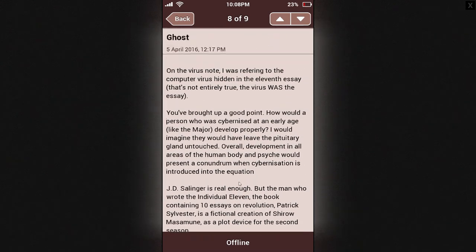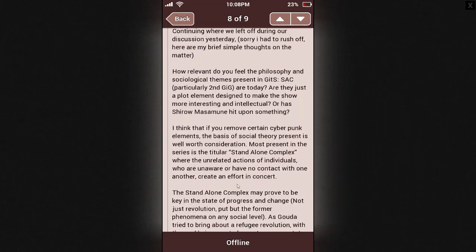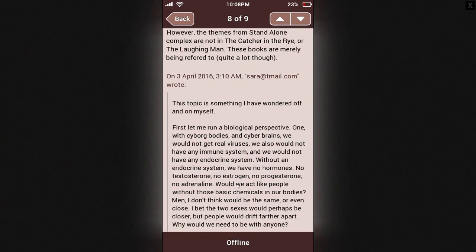Okay. So we've read the top one. There's just one more. That was what the professor said, and this is her response. This topic is something I've wondered off and on myself. First, let me run a biological perspective. One, with cyborg bodies and cyborg brains, we would not get real viruses. We also would not have any immune system.